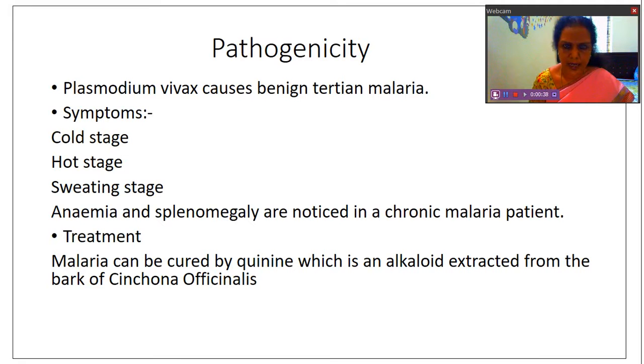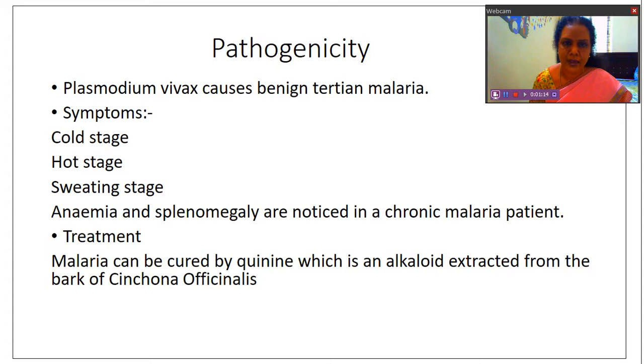When we get malaria, three stages will be there. First one is cold stage, then hot stage and sweating stage. In cold stage, we'll get shivering, and in hot stage, we'll get fever and headache, and in sweating stage, we get profuse sweating. So these three stages will repeat when we get malaria.